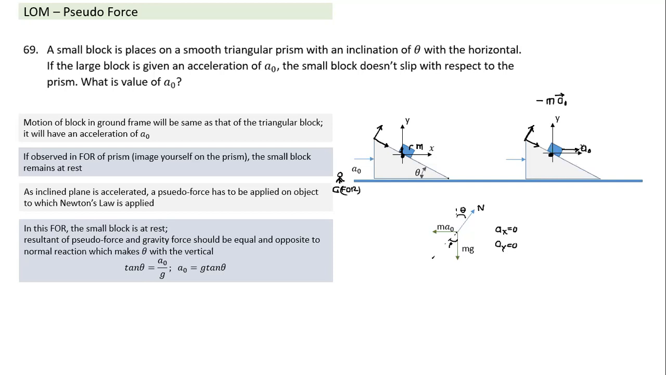This angle is theta. So the resultant of these two forces, if I draw this one, will make an angle theta here. What will tan theta be here? So tan theta, the angle the resultant of two forces makes with the vertical, will be equal to m a naught by mg, which is equal to a naught by g. Right? And the resultant also has to make the same angle theta. You understand? Because the resultant also has to be opposite to N, which makes theta from vertical. So what is the value of a naught? We get the value of a naught is equal to g tan theta.